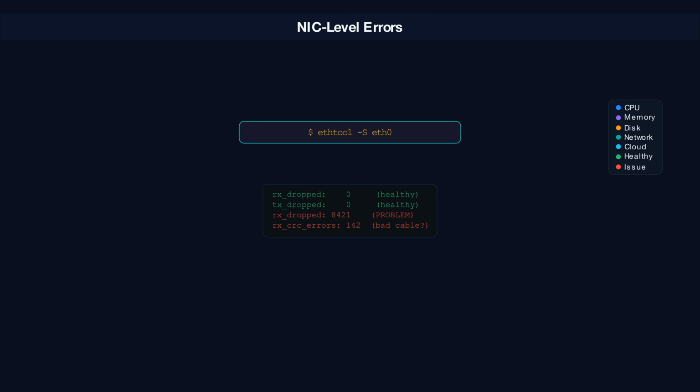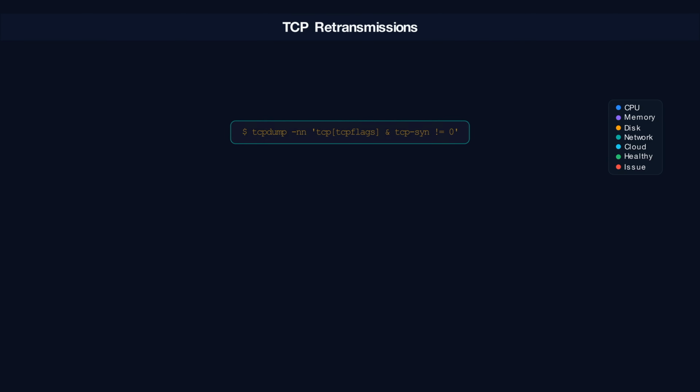Check NIC level errors with ethtool -S on the interface. Look for RX dropped, TX dropped, and RX errors. Non-zero values mean frames are being dropped at the hardware layer, possibly a duplex mismatch, a bad cable, or NIC ring buffer overflow. For surgical analysis, use tcpdump with a filter for retransmissions. Retransmits are the smoking gun of network problems. They prove packets were lost and TCP had to resend them.